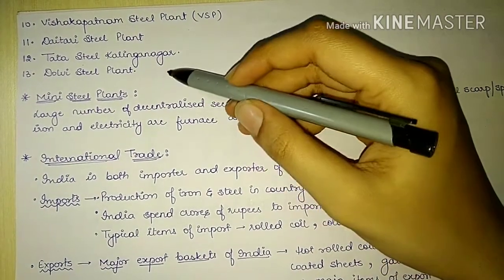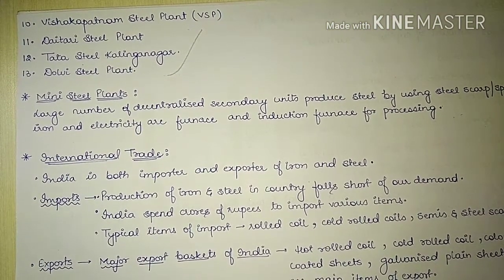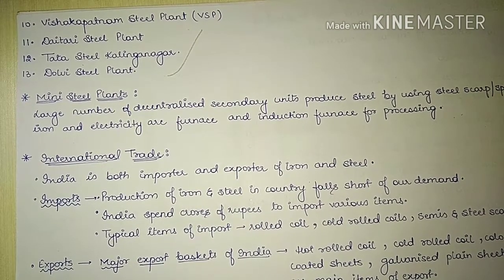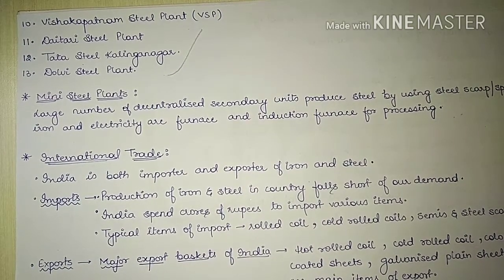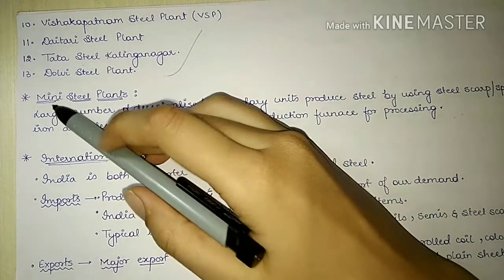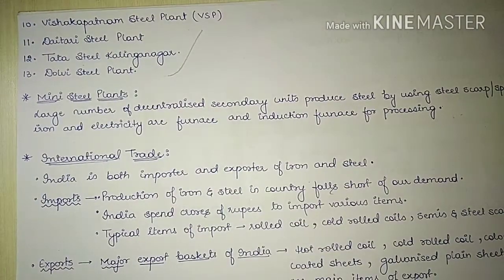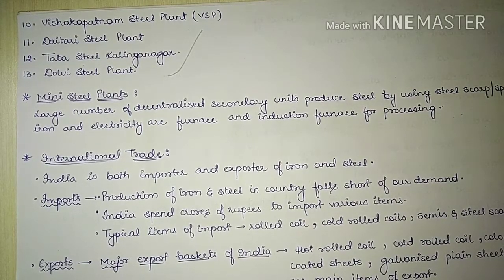Now, apart from these large-scale integrated steel plants, we have a large number of decentralized secondary units that produce steel by using steel scrap, sponge iron, and electricity. So the steel scrap and sponge iron are used as a raw material in mini steel plants. And electric arc furnace and induction furnace are used for processing with the capacity of about 10,000 to 5 lakh tons. They are known as mini steel plants, and it is easy to construct such plants, and their gestation period is short.